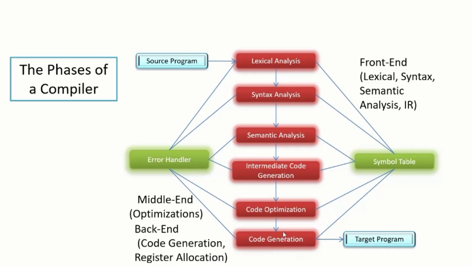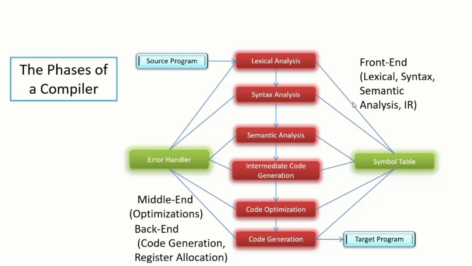Code generation converts the optimized intermediate representation into assembly code or machine code. The role of code generation is to translate each intermediate instruction into a sequence of machine-level instructions. It ensures that the generated code matches the target CPU architecture.